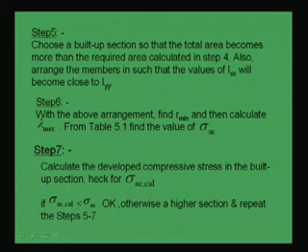Then we come to step 5, that means we know the required area. So, accordingly we can choose a built up section so that the total area becomes more than the required area calculated in step 4. Okay. That means, the chosen area should be more than the area calculated in step 4.